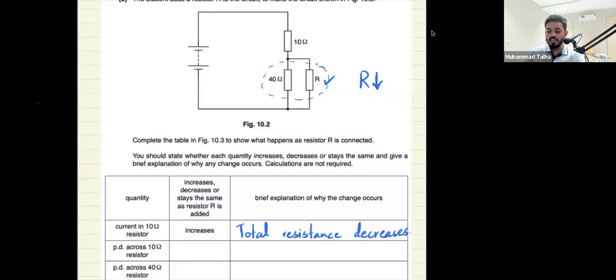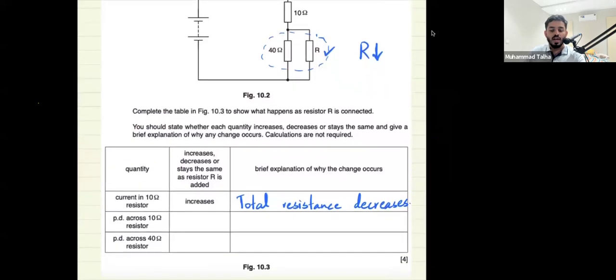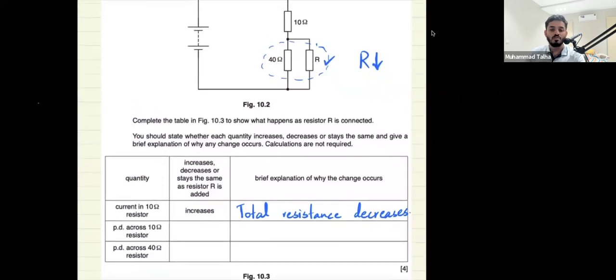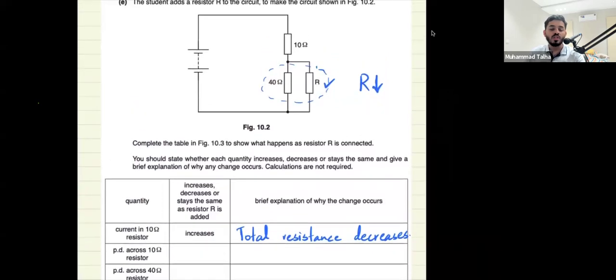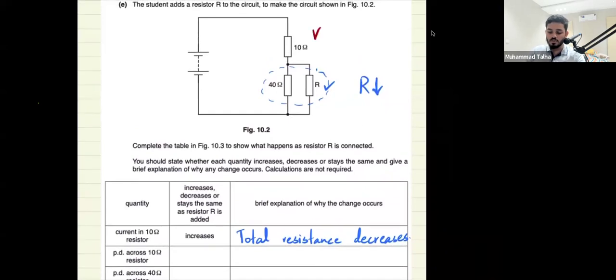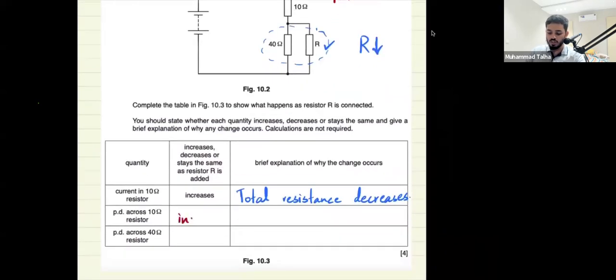Then I'm asked the PD across the 10 ohm resistor. Again, there is more than one way to do it. One is the voltage divider argument. The other one is simple V equals IR. Because I know the current goes up, if I think about this in terms of V equals IR, its R is the same, but I has gone up. So I would say this also increases. And the reason would be that a greater current basically leads to a greater PD, right? It has a more voltage drop across it now.